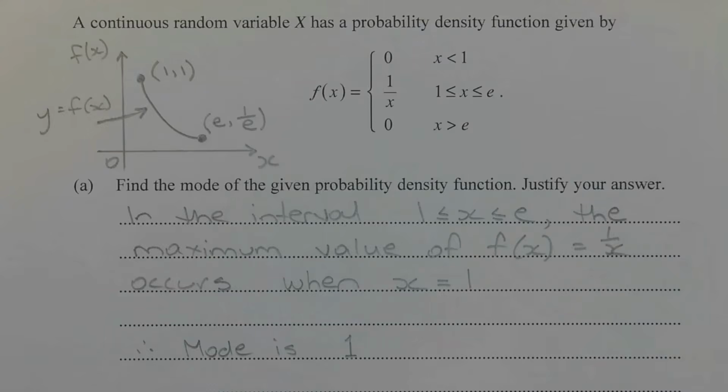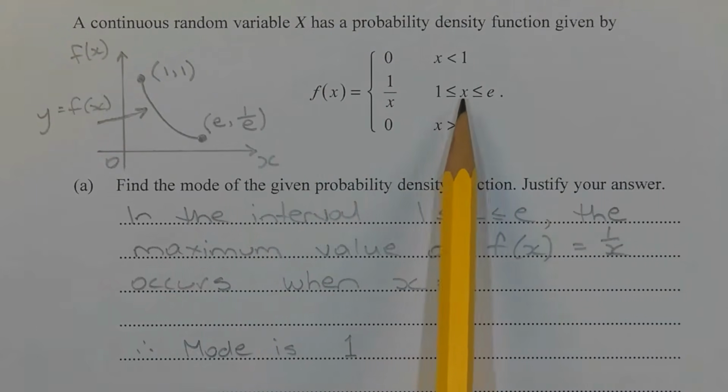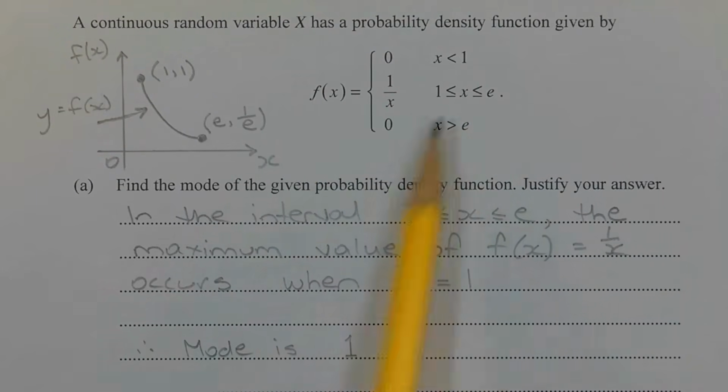The mode of a probability density function is the value of x, or the score, that corresponds to the maximum value of f of x. Now it helps to sketch the graph of f of x equals 1 over x in the interval x greater than or equal to 1 and less than or equal to e. And we want to find where f of x is maximum, and then the value of x that corresponds to that maximum is the mode.